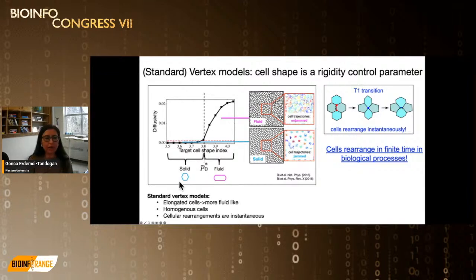So just to summarize what I showed you so far about these standard vertex models: elongated cell shapes are associated with more fluid-like behavior. And these are homogeneous cells. One thing I didn't mention, but you can notice, is that these are all the same cell type, one single cell type. And in standard vertex models, again, this rearrangement happens instantaneously, whereas in real biological tissues it happens in a finite amount of time.